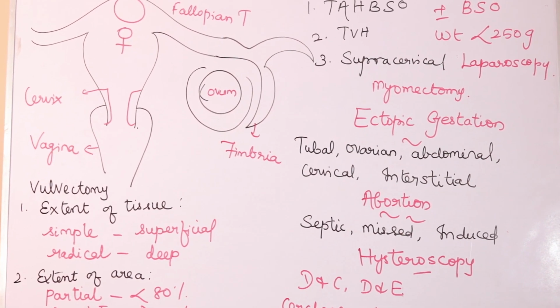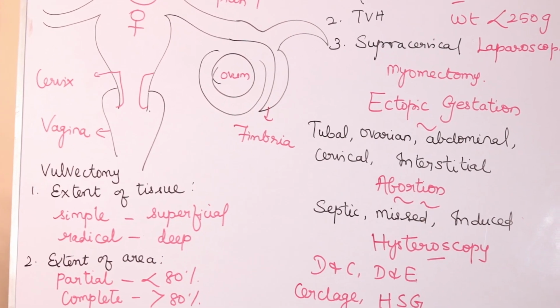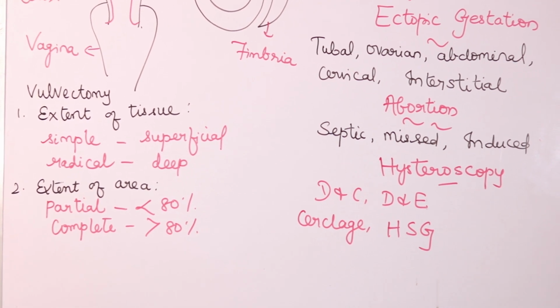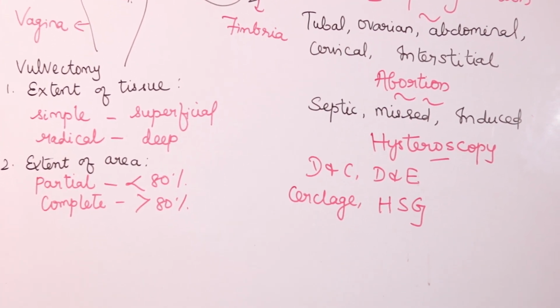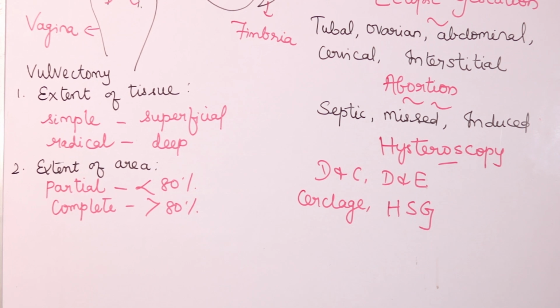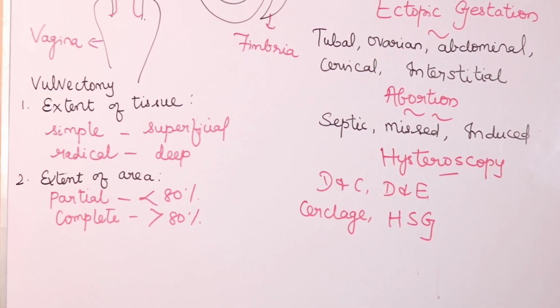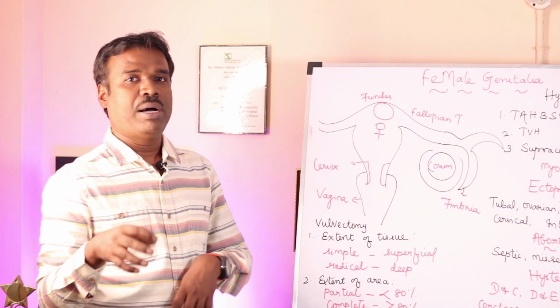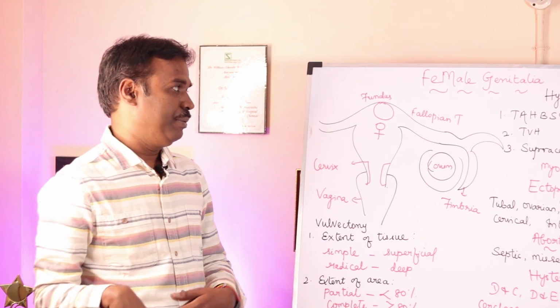Imagine if they are going to remove 40% of the deeper tissues. 40% will be partial, deeper would be radical. So this is actually a partial radical vulvectomy. Okay.